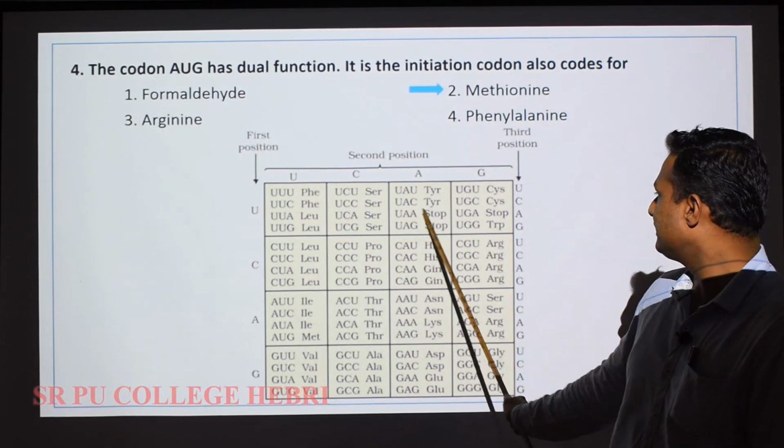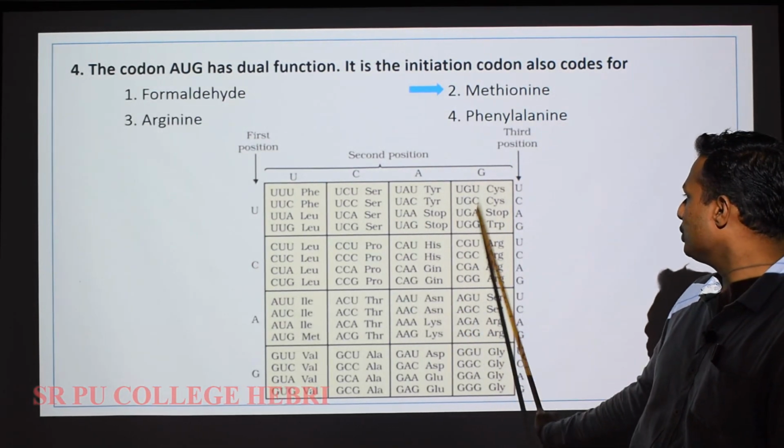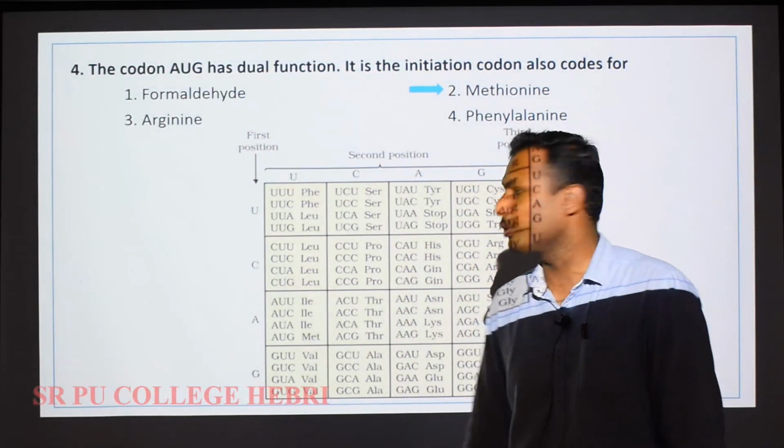So these three codons you need to remember: UAA, UGA, and UAG. At least remember that much, try.